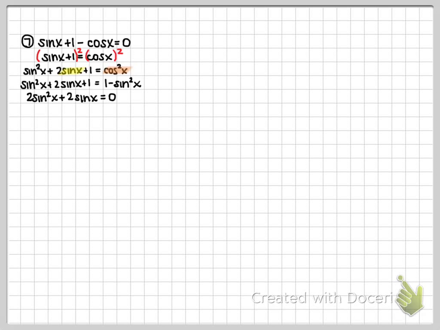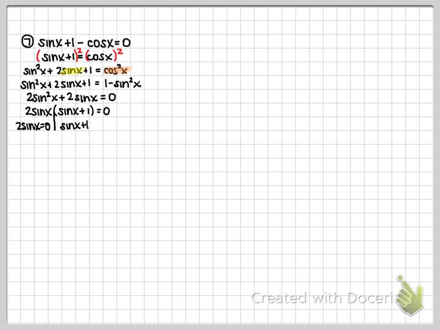So at this point I have it equal to 0, and it looks like I have a GCF of 2 sine x. So I'm going to go ahead and factor that out and then perform some zero product property. So I have my two factors now. Let's go ahead and find where that multiplication happens. Set each one of my factors equal to 0, and then solve.